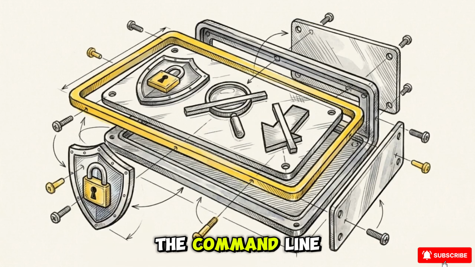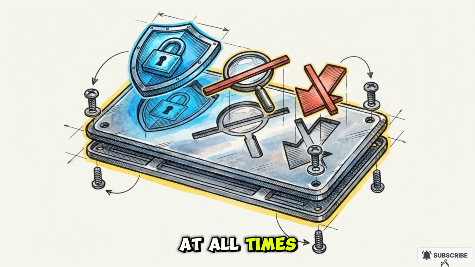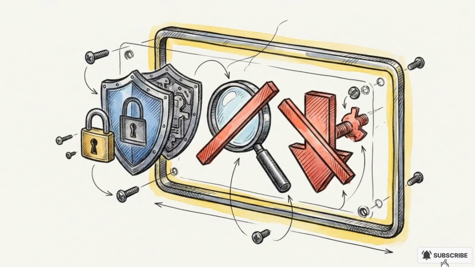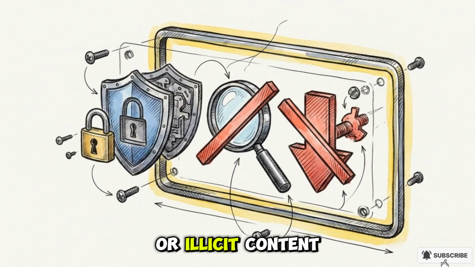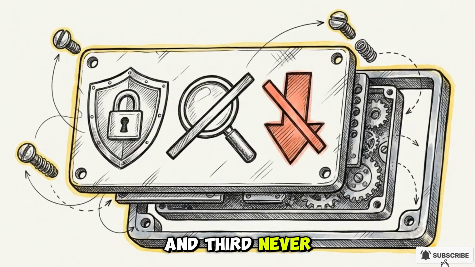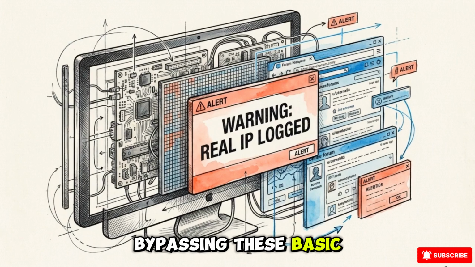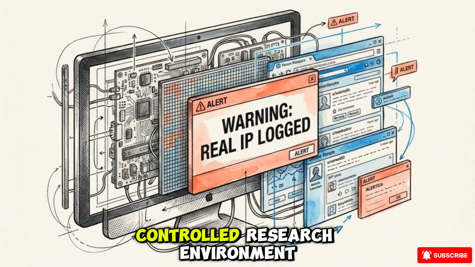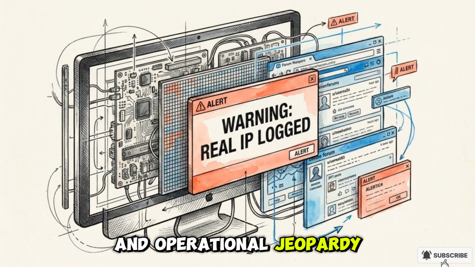Before we touch the command line, we have to establish 3 strict operational rules. First, you must run a VPN at all times to mask your connection to Tor. Second, absolutely no searching for illegal marketplaces or illicit content. And third, never download any files from the results. These are mandatory constraints. Bypassing these basic guardrails takes you out of a controlled research environment and places you in immediate legal and operational jeopardy.